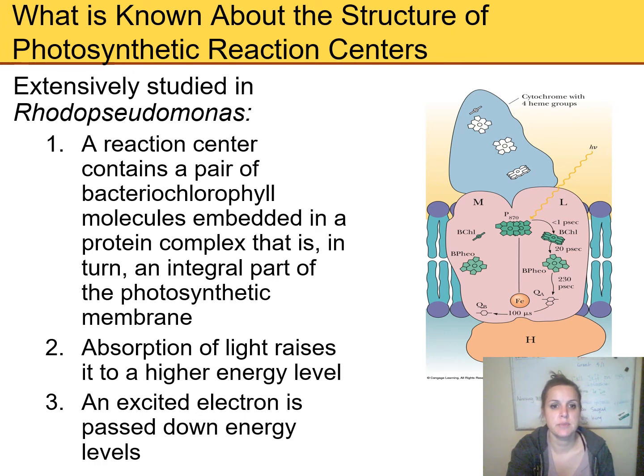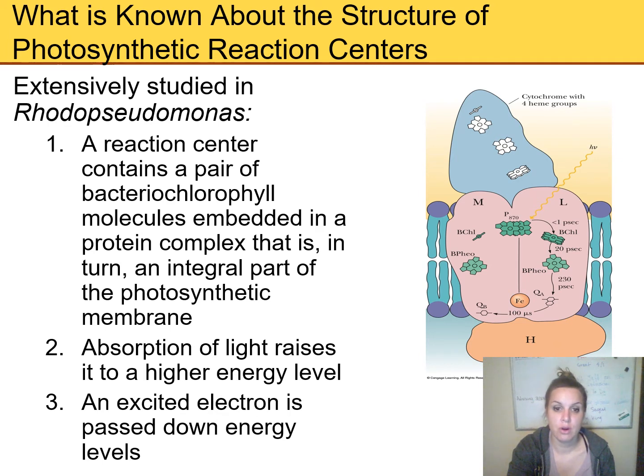So this organism has a reaction center that contains a pair of bacterial chlorophyll molecules embedded in a protein complex that is, in turn, an integral part of the photosynthetic membrane. So basically what we see in this organism, which we assume is similar to a lot of organisms, is that there are these reaction centers. So there's a bunch of chlorophylls, but some of them are specialized reaction centers.